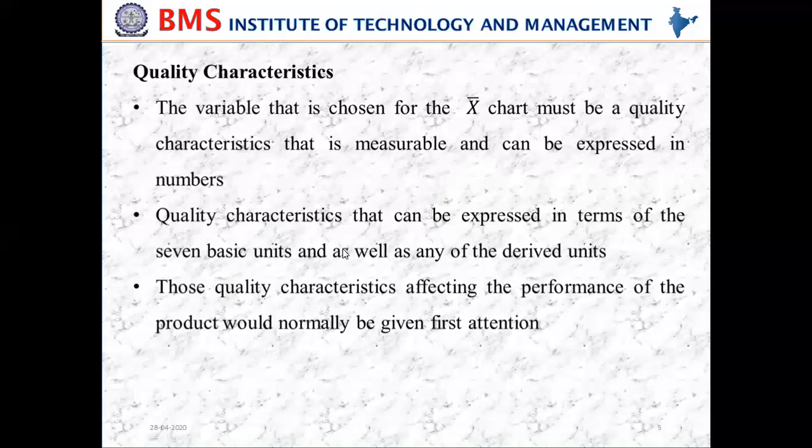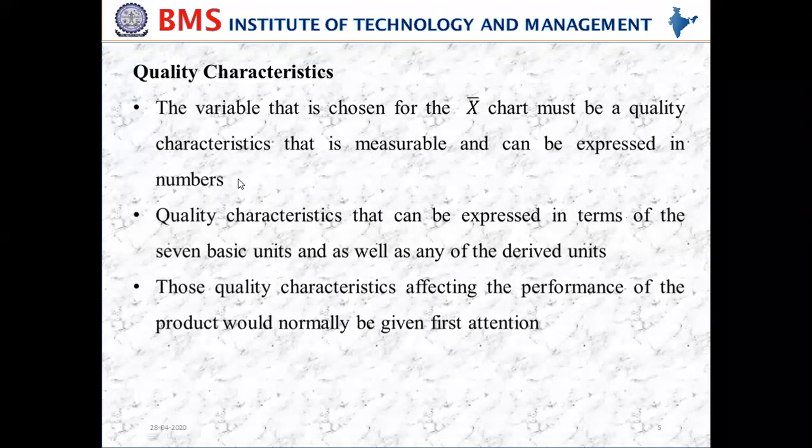What are the seven fundamental basic units? Length, mass, time, temperature, illumination, current, and so on. All of these are called fundamental basic units, as well as any of the derived units. From these fundamental basic units we derive units such as velocity, speed, acceleration. All these are called derived units. So the quality characteristics can be expressed in terms of the seven basic units as well as any of the derived units.